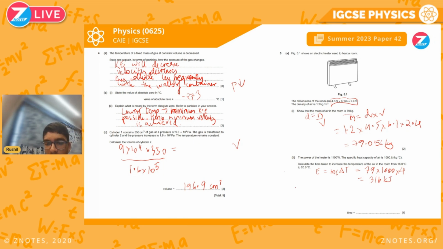So we know that energy is equal to power into time. So when we need to calculate the time taken, we just have to do energy divided by power. The power is 1100 watts. So it's going to be 316000 by 1100. So by doing that, we get 287.3 seconds. So that's the time taken to heat all of the air in the room.